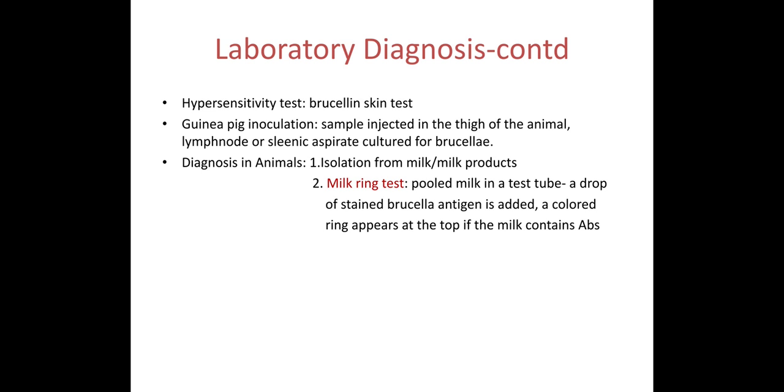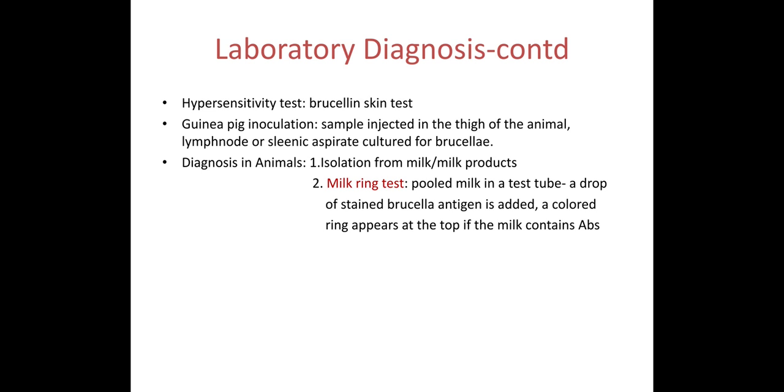A popular test called the milk ring test is being performed in the dairies, wherein pooled milk, which means milk obtained from various sources, from different places, is all pooled at one place, and a small amount of this pooled milk is taken in a test tube and a drop of stained Brucella antigen is added. A colored ring appears on top of the milk if the milk contains antibodies.